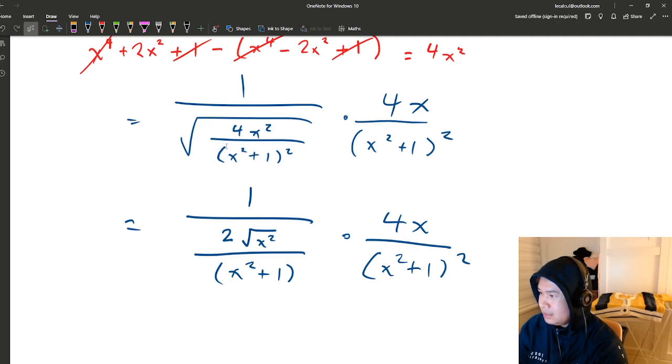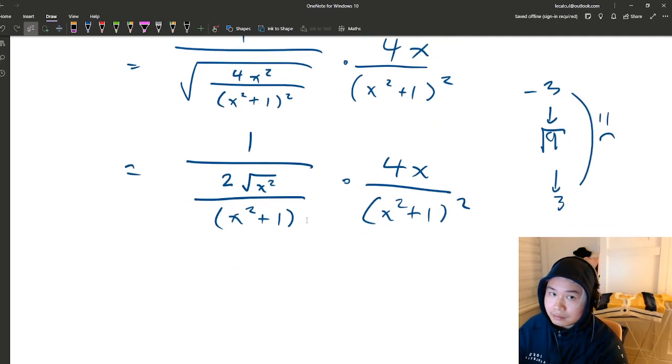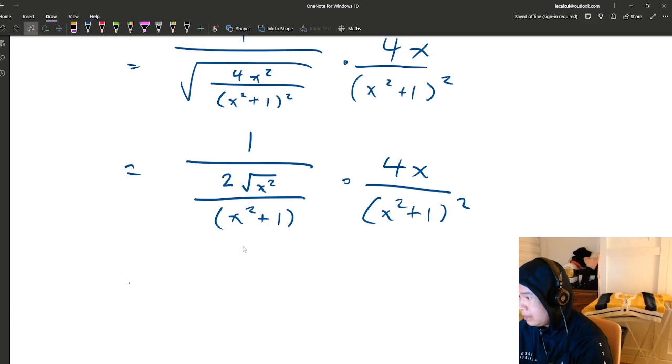And the reason why we don't cancel it out here is because we don't necessarily know whether the original x is positive or negative. So you have to leave it like this. For example, if x is negative 3, if you square it, you get 9. And then if you square root it, you get 3, which is not the same, right? But you know that x squared plus 1 is always positive, which is why you can just cancel out the 2.